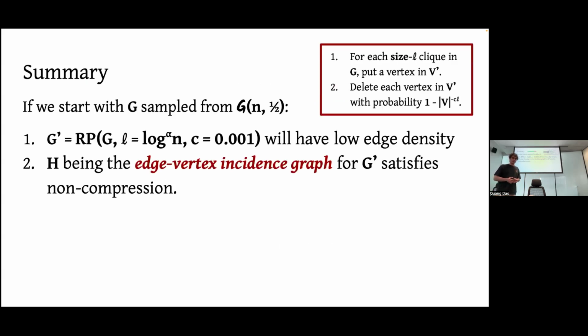So to summarize at a very high level, if we start from G from this unplanted distribution, the first step is to use this randomized graph product to lower the local edge density. And then we just take the edge-vertex incidence graph as the output graph H, and it has non-compression.